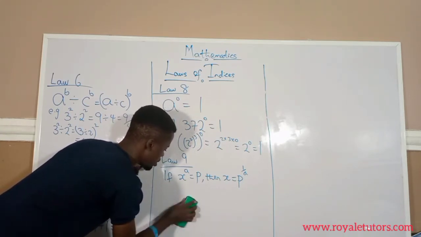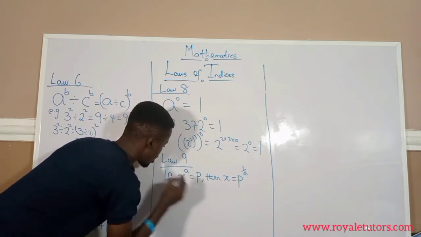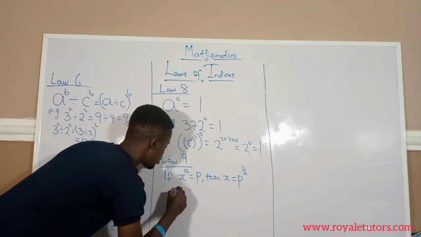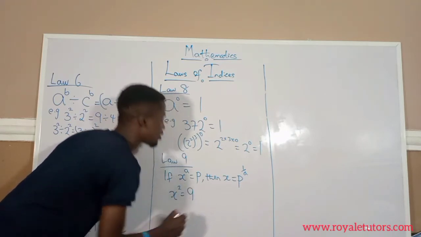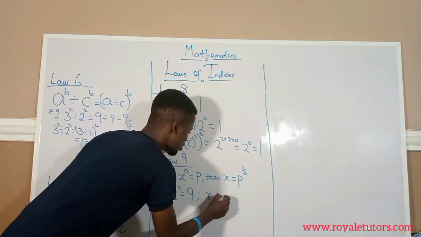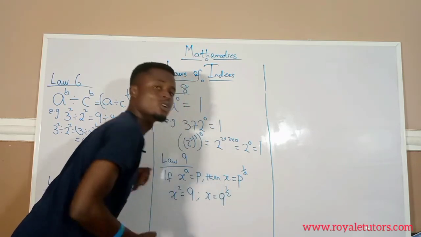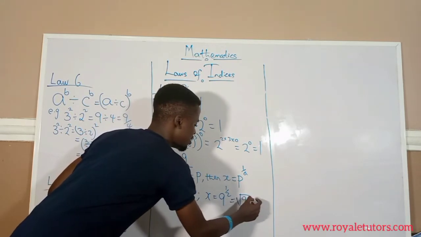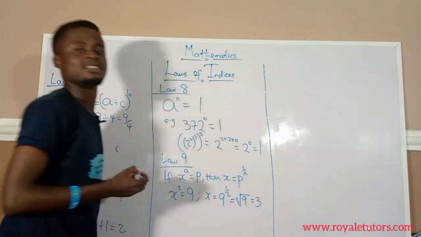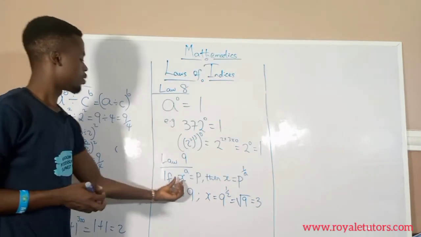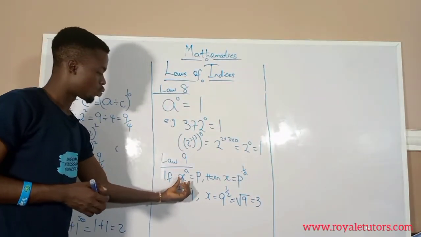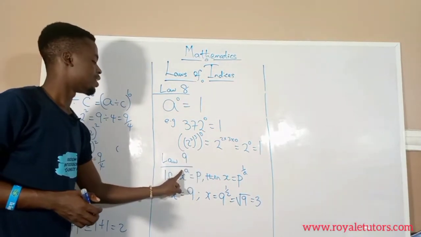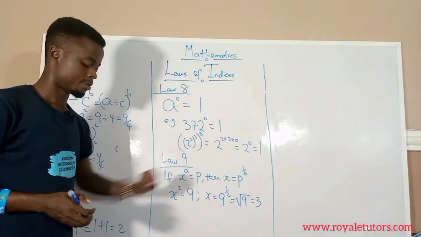Let's use something very straightforward. Let's say we have x raised to power 2 is equal to 9. This is going to be x is equal to 9 raised to power 1 over 2. Whenever you say 9 raised to power 1 over 2, you are talking about the square root of 9, which is 3. Okay, so whenever you have x raised to power a is equal to p, you can always transfer the power to this side. Instead of a, it becomes 1 over a when it gets to this side.